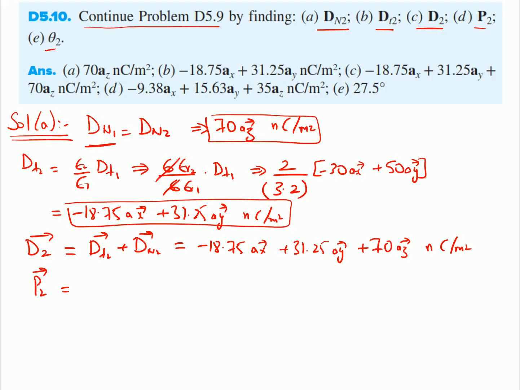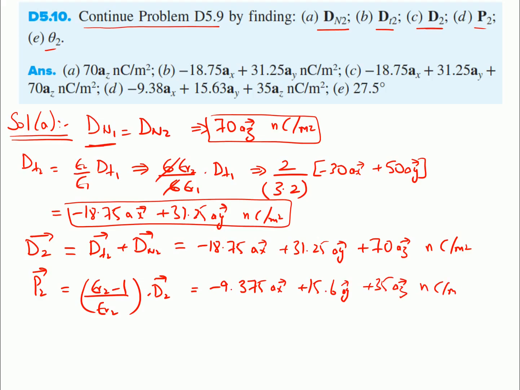Finally, we want to find the polarization of the second region. Again, the equation we saw earlier: ER2 minus 1 divided by ER2, multiplied with the D2 value, and it comes out to be minus 9.375 along A of X plus 15.6 A of Y plus 35 along A of Z nanocoulomb per meter square.